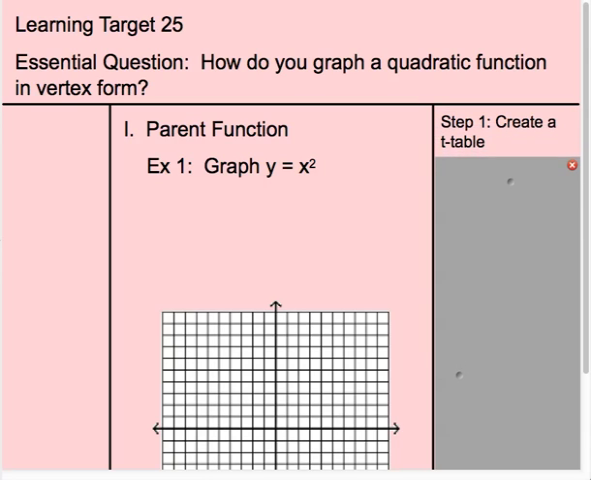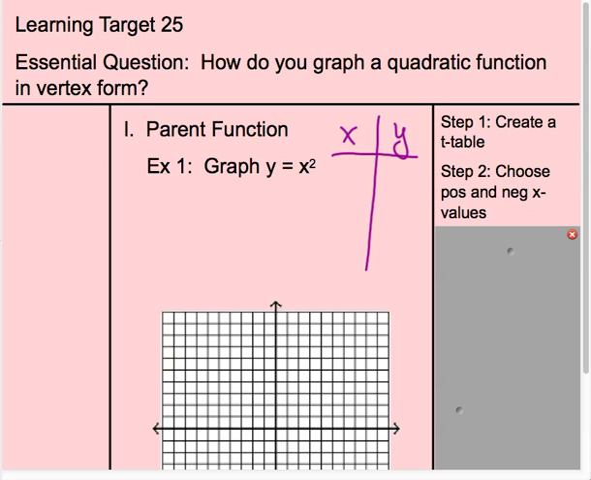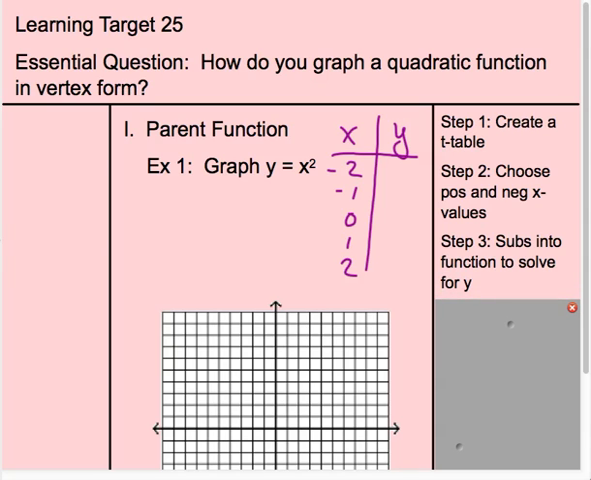So off to the right here we have the steps to the process that we're looking for. Our first step in graphing our function is to create a t-table. So we're going to set up x, y values. And the x values you want to choose are some positives and some negatives in order to see what the graph does on both sides of the y-axis. I like to do negative 2, negative 1, 0, 1, 2, because those are relatively easy numbers to work with. Once you have your x values, you substitute them into the function and solve for your y value.